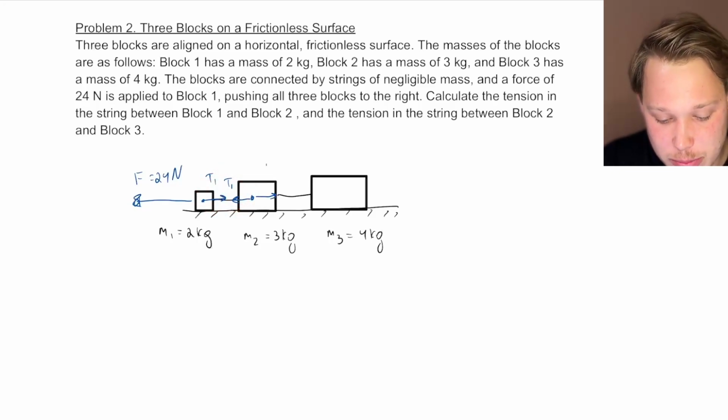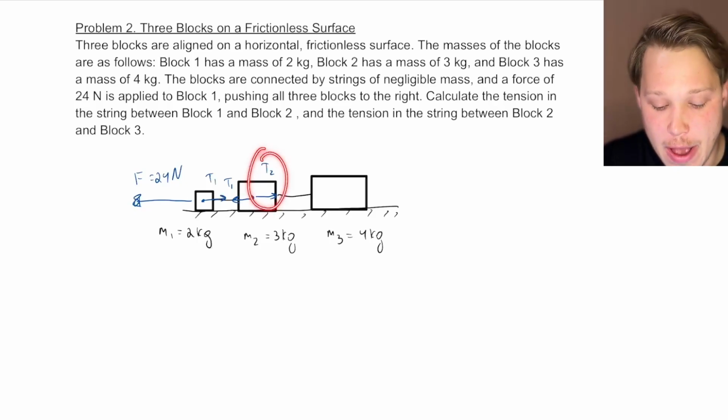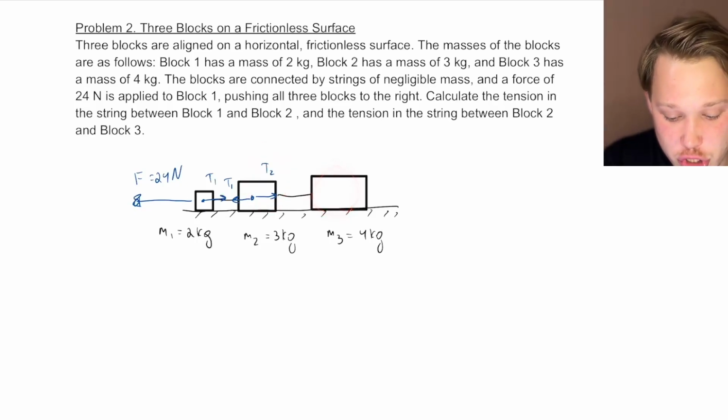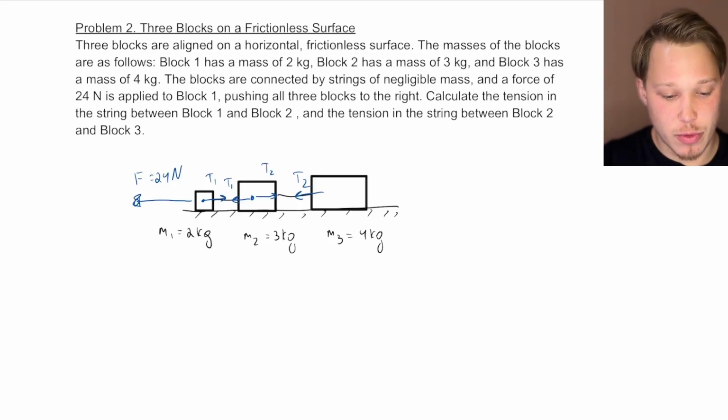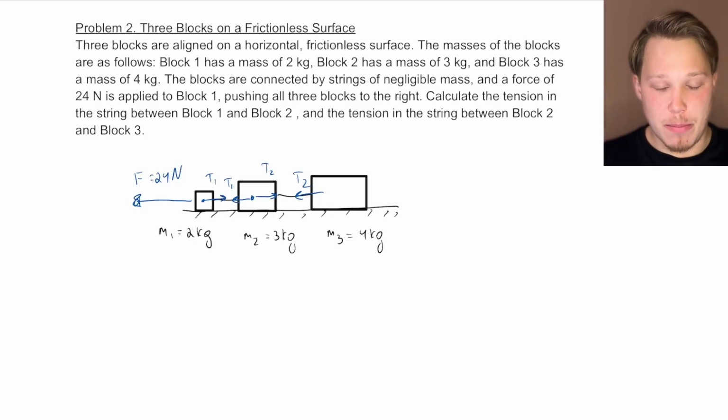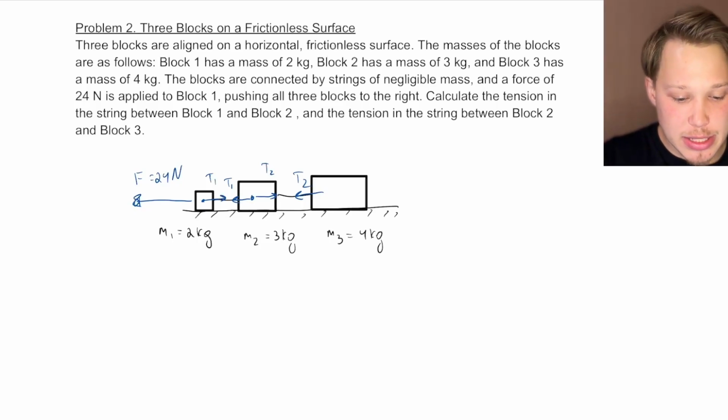And it will experience some other tension in this other rope that I'll call T2. Finally, the third block just experiences the tension because remember, there's no friction. So it just has the tension of T2, right? Great. So now that we have all our free body diagram ready, let's take a look.